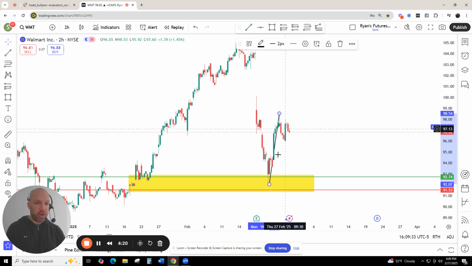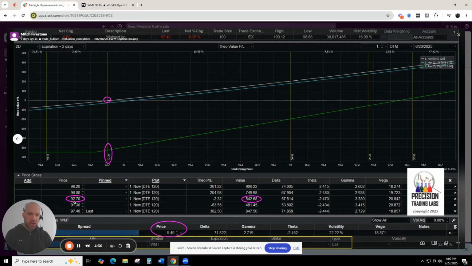So here's this move here, okay? That's what we needed, okay? And then it went as high as 98.50. So let's go back to the eval chart and see what Mitch had, 98.50.